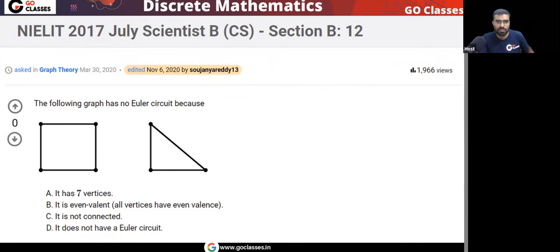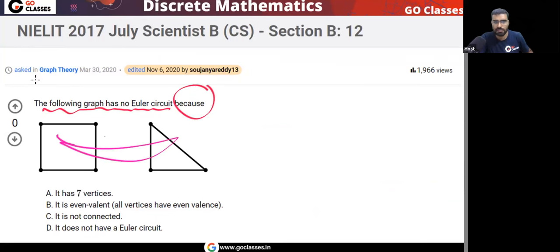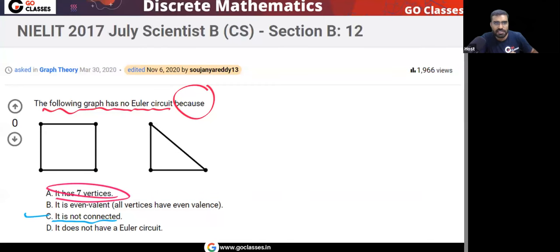The question is saying the following graph has no Euler circuit because it is disconnected, right? See, this graph is given to you. This graph is disconnected. Yes or no? It is not connected. It has 7 vertices. That has nothing to do with Euler circuit. Do you agree with me?